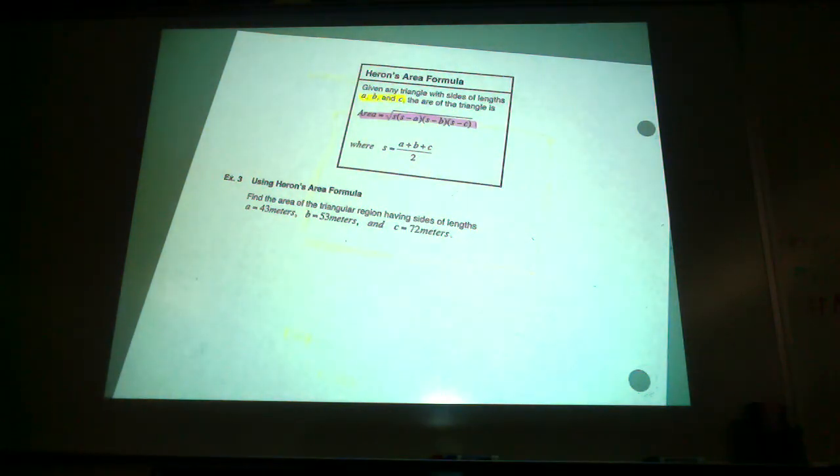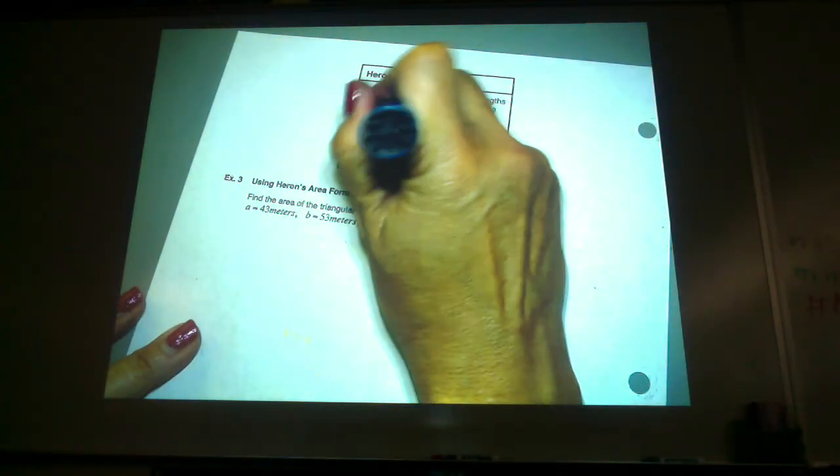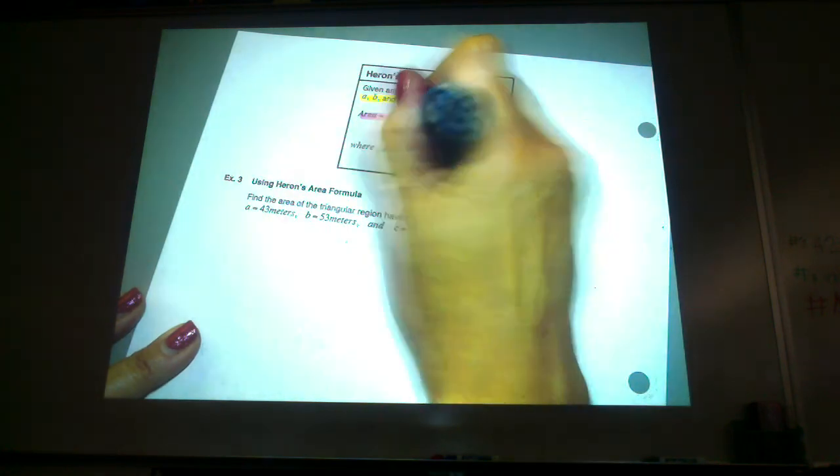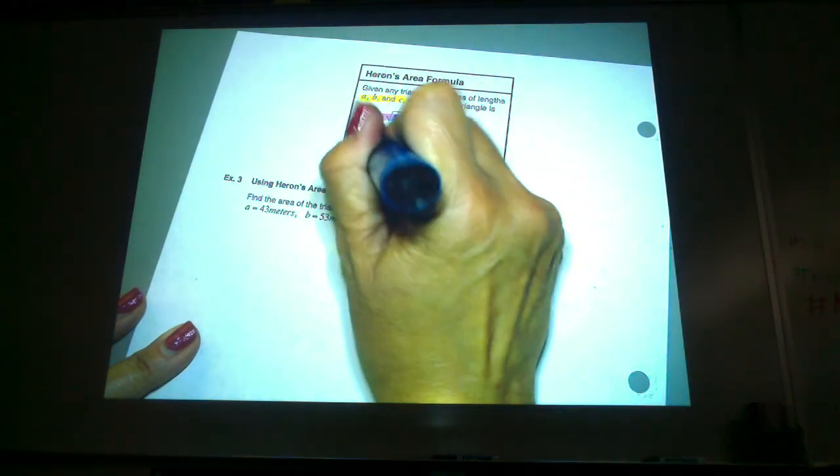All right, so we have this formula right there. You'll notice that within the formula, it's got S 4 times. To find the value of S, you're going to add up all the sides and divide by 2. So we are not averaging the sides, we're just adding up all the sides and dividing by 2.